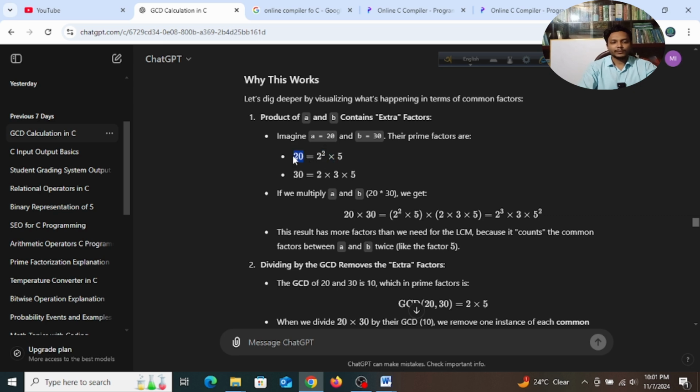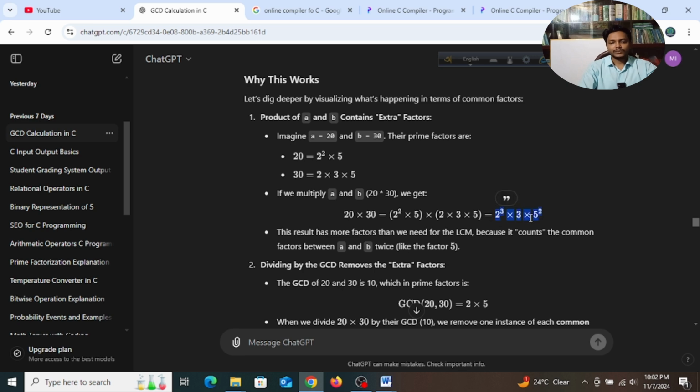Okay, so 20 equals 2 square into 5. We are taking all the prime factors here, right? 2 square into 5 equals 20. 2 into 3 into 5 equals 30. So if you multiply together, then 2 square into 5 into 2 into 3 into 5. So how many 2s here? 2 cube. Okay, 2 and 2, 1. So 2 cube into 3 into 5 square.